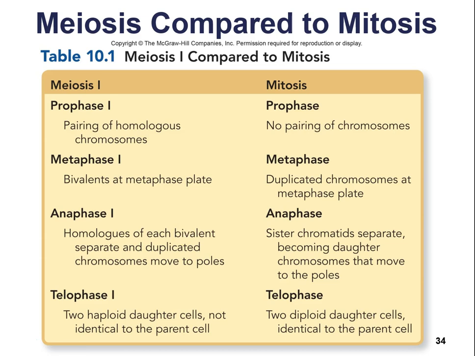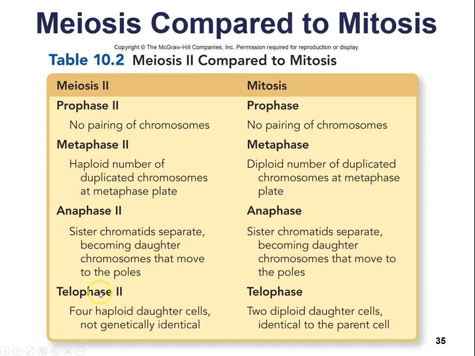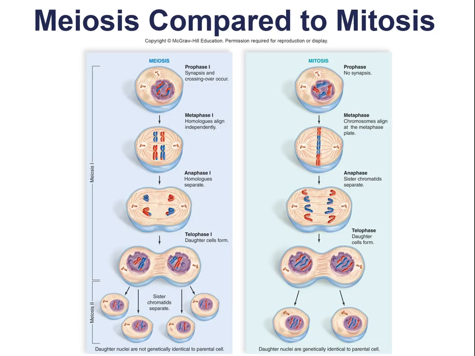Okay? Again, there's another table there comparing meiosis. So this is comparing meiosis 1 to mitosis. And then this compares meiosis 2 to mitosis. Again, I pretty much pointed out most of these things as I went through describing the stages of meiosis. Again, in picture form, a comparison of meiosis versus mitosis.